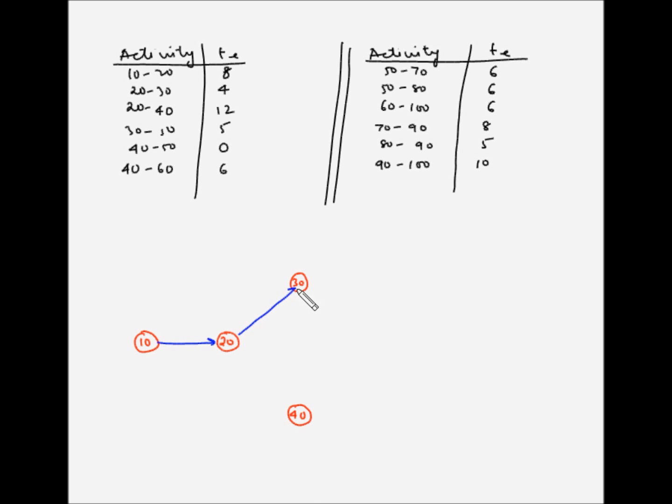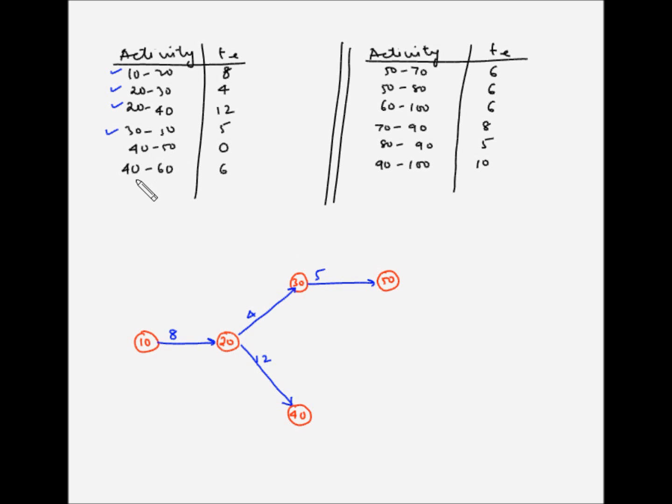So this is the activity from 10 to 30, and this is from 10 to 40. Now the expected time duration for 10 to 20 is 8, for 20 to 30 is 4, and for 20 to 40 is 12. So we have completed 1, 2 and 3. Now next is 30 to 50. So let's say this is 50, and this is the activity 30 to 50, which takes 5 days. So we have completed 30 to 50.